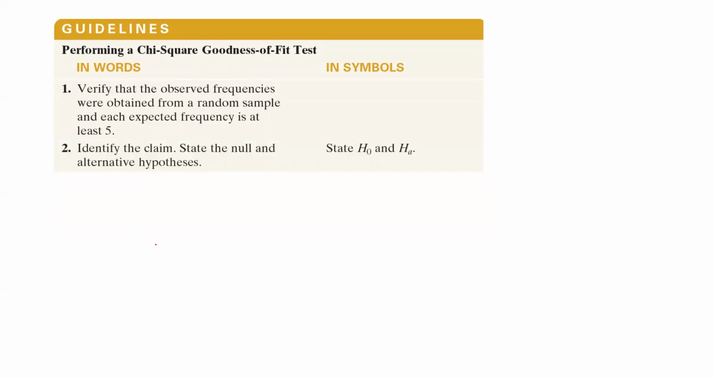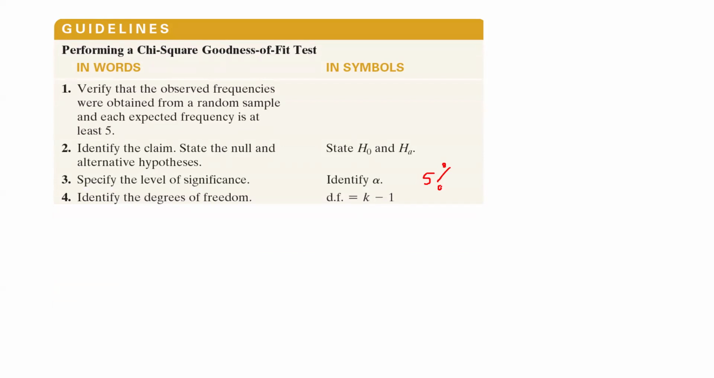Make sure to specify your null and alternative hypothesis, specify the claim. Specify the level of significance. If it's not given, it is 5%. So by default, if the level of significance is not given to you, use 5%. Identify the degrees of freedom. Remember, K was the number of categories. Determine the critical value. Determine the rejection region.